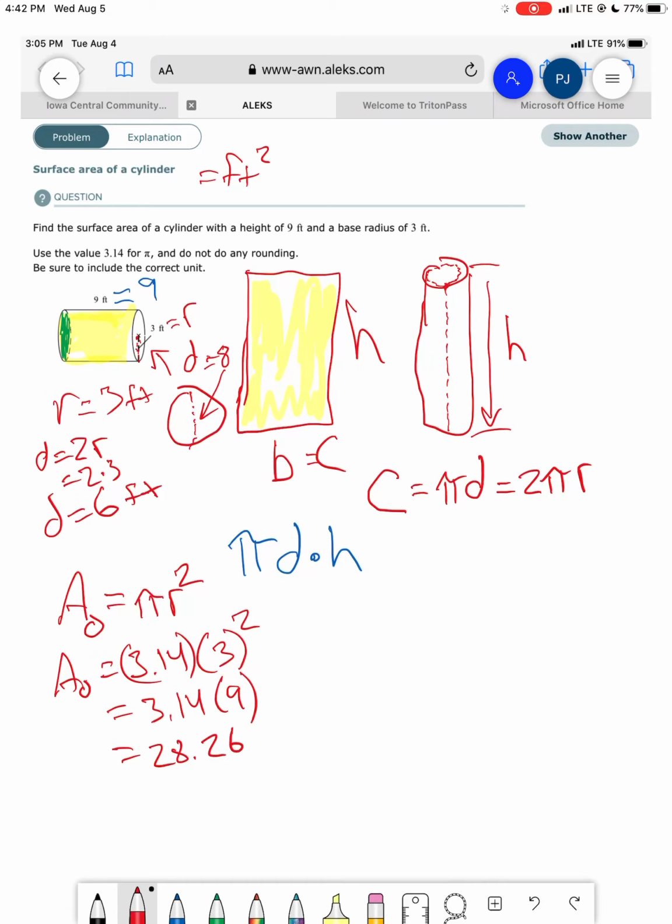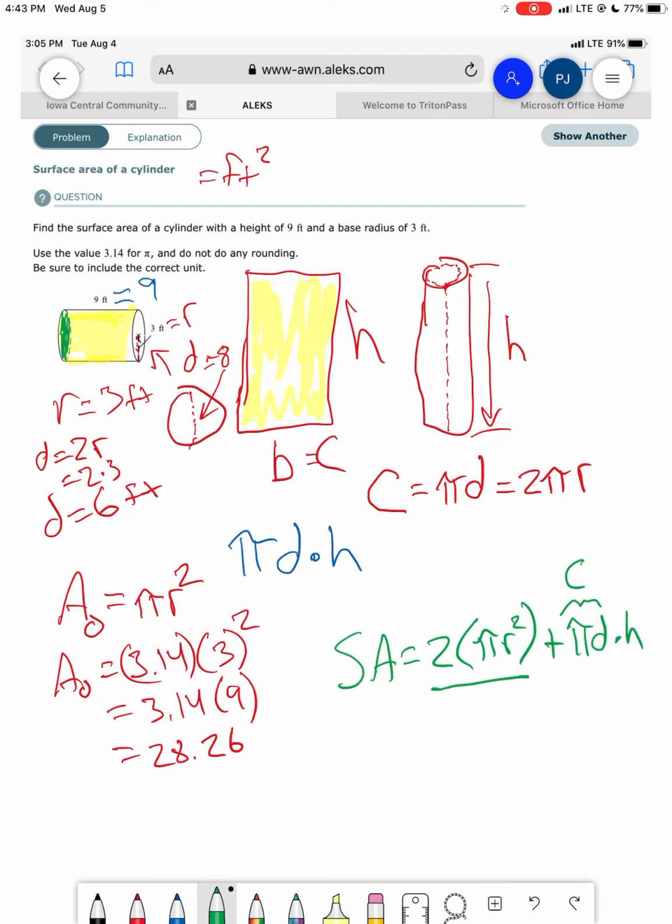So let's write our equation now for surface area. Surface area, I'm going to have 2 times those circles, so 2 times pi r squared, plus pi times d times height, because again, this is my circumference around the circle, and then I have to multiply that times the height in order to get the full area of the side, the outside. So I have the 2 circles, I have the outside wrapping, and that's going to be my equation for surface area. So let's plug in what they give us.